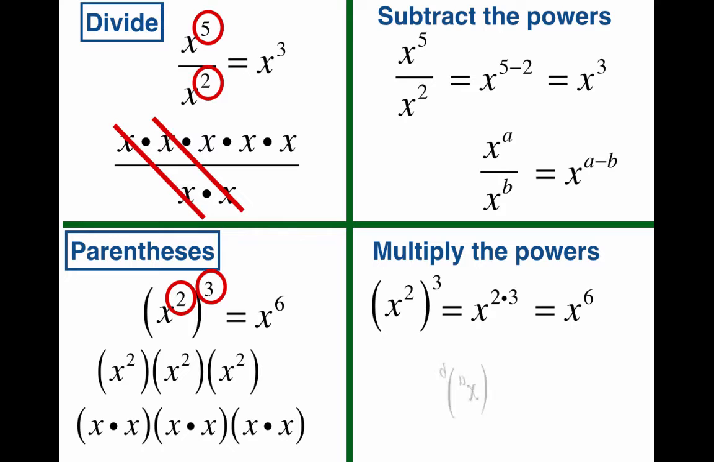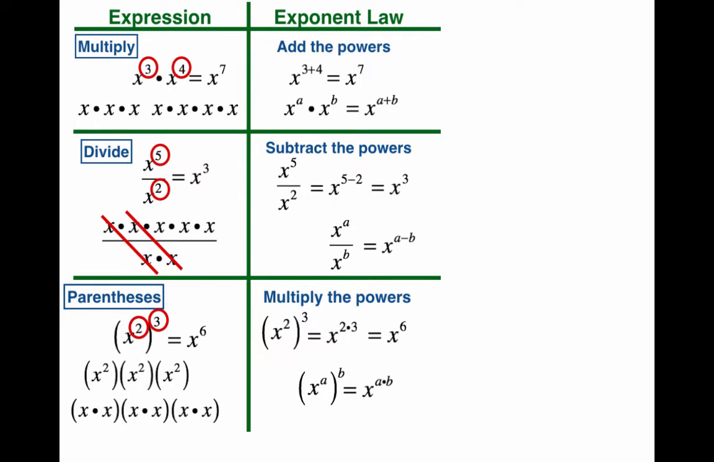So generically, we could say we have x to the a power to the b power. The rule is x to the a times b. Whatever a and b are, you multiply them. All right, let's back up and look at this information zoomed out now. Here's our table. We've got 3 different exponent laws. The first one is when you're multiplying, you add the powers. Second one is when you have a division problem, you subtract the powers. And the last one is when you have parentheses, you multiply the powers.